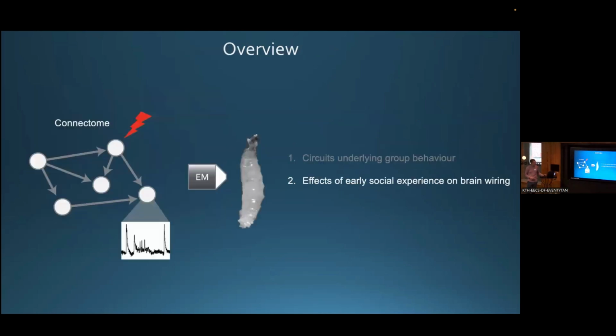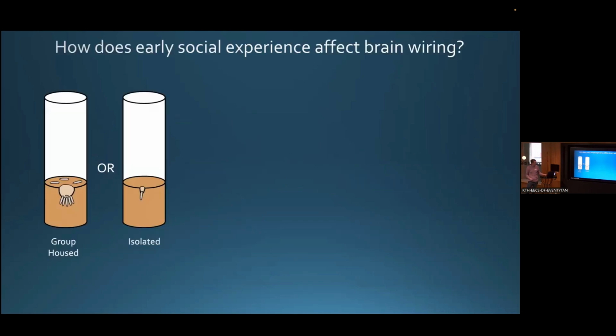Okay, and now the next bit. I mentioned at the beginning that we're also interested in generating new connectomes and looking at when you perturb the connectome, how does this affect behavior? And so the first project in this direction, we're looking at how early social experience affects brain wiring. What we're doing is we have either group housed or isolated animals.